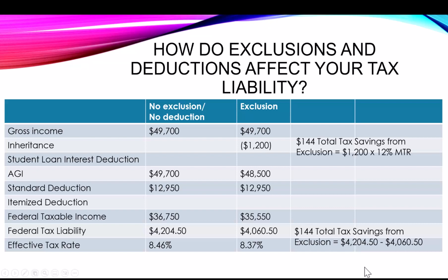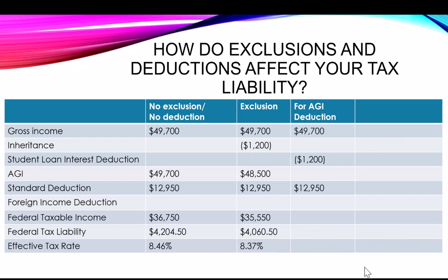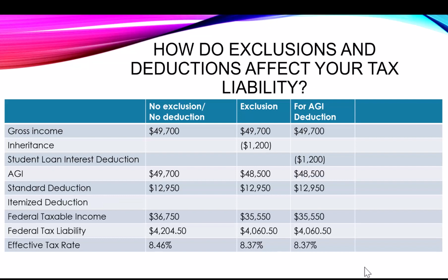Now that we've reminded ourselves about the tax savings that arise from exclusions, let's see how deductions affect our tax liability. In this case, let's assume that Amani pays student loan interest. Taxpayers who pay student loan interest are often allowed to deduct up to $2,500 per tax return of student loan interest. In this case, then, let's assume that Amani pays $1,200 worth of student loan interest. So he will take a for AGI deduction of $1,200, resulting in an adjusted gross income of $48,500.